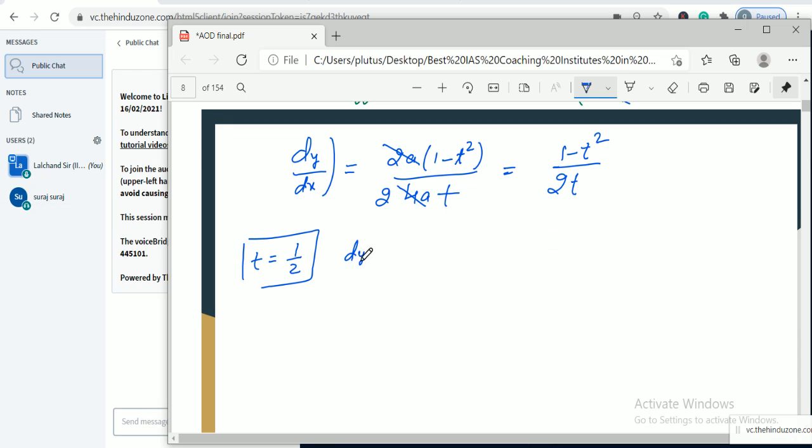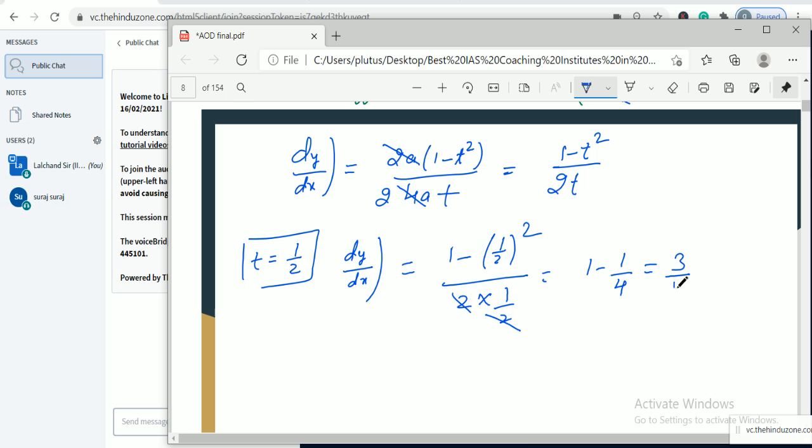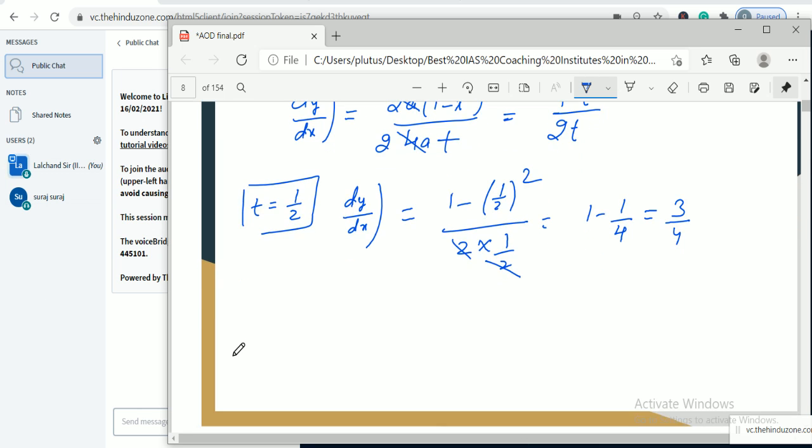So for t equal to 1 by 2, dy by dx, the slope value, will be 1 minus (1 by 2) square, divided by 2 into 1 by 2. Okay, this is 1. So this will be 1 minus 1 by 4, that is equal to 3 by 4, isn't it? So can you find out the point? What is the value of the point? How to find the point? The point is simply x equal to, what is the value of x?